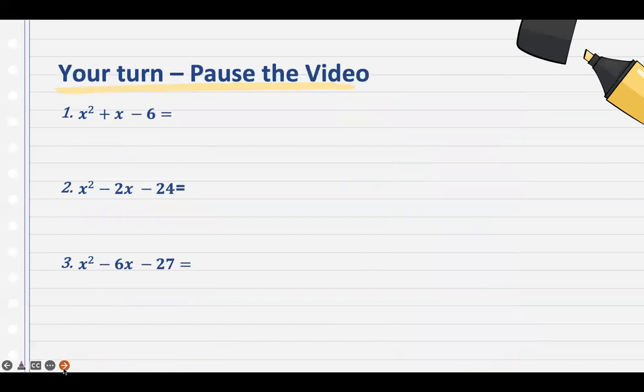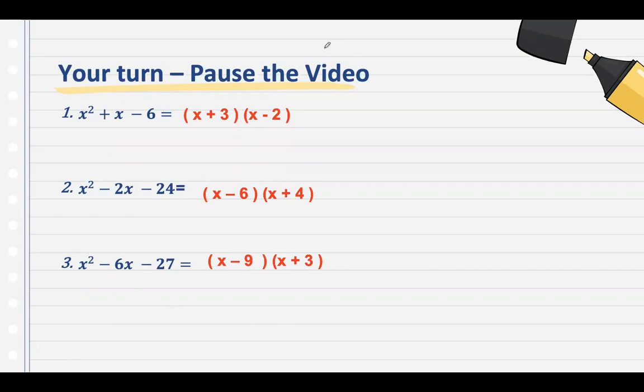All right, last thing, have a go at these, pause the video and just have a go. So the first one is x plus 3, x minus 2. The next one is x minus 6, x plus 4. And the last one is x minus 9, x plus 3. So I hope you got those correct and it makes a bit of sense.